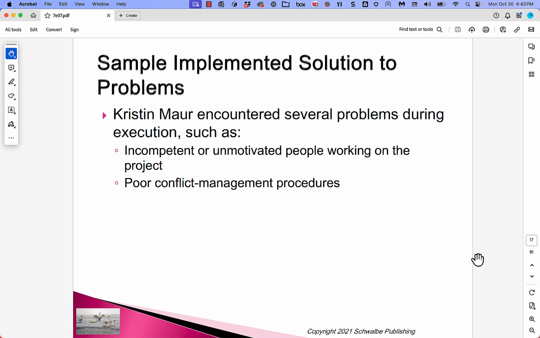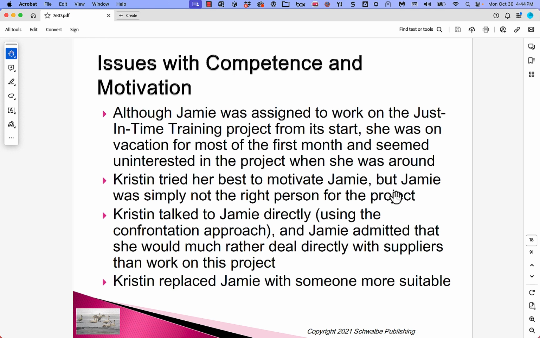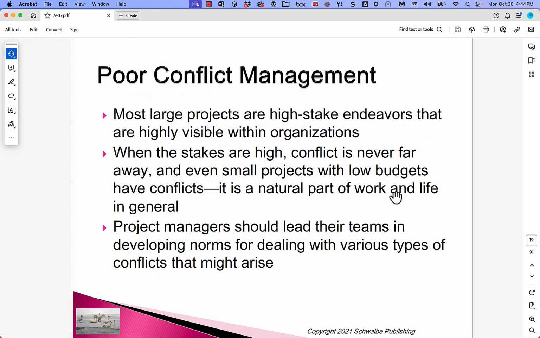Sample implemented solution to problems. Here's an example from the just-in-time project of some things that were done to solve a problem. I'm going to leave you to read things in the chapter that have to do with how exactly they solve those problems, and I'll take the larger issues.